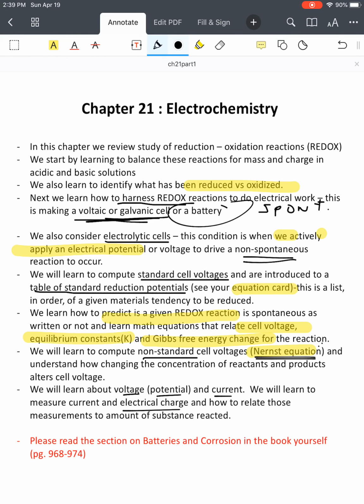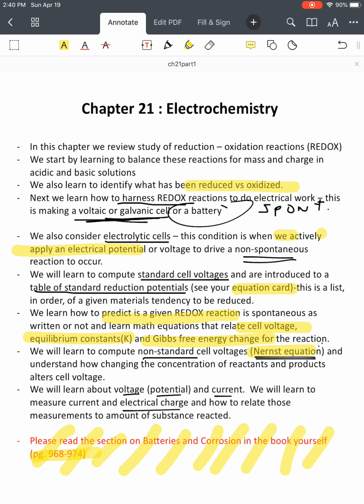Now, before I move on, we only have limited lecture time, okay? So I did want to call your attention to one task I'm going to ask you to complete on your own down here at the bottom. I'd like you to read the section on batteries and corrosion in the book, your textbook. It's between about pages 968 to 974. Go ahead and do that on your own if you would, please. I think that will be very helpful. It'll save us a little bit of time. And it's very interesting content. I think you'll find it interesting to learn how batteries are built.